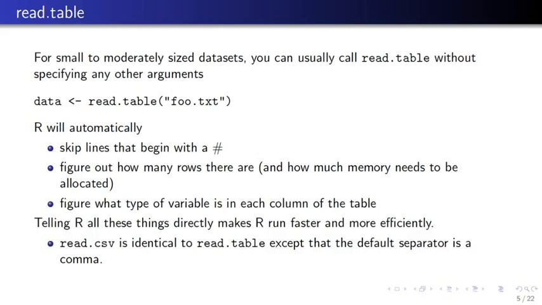It'll automatically skip any lines that begin with the comment symbol. It will figure out how many rows there are, and again, it'll figure out what type of variable is in each column of the table. So you can tell R all these things if you want to, and the reason you might do that is to make it run faster and more efficiently. With small and moderate sized data sets, there's really not much advantage to doing that because it'll be pretty fast and pretty efficient as it is.